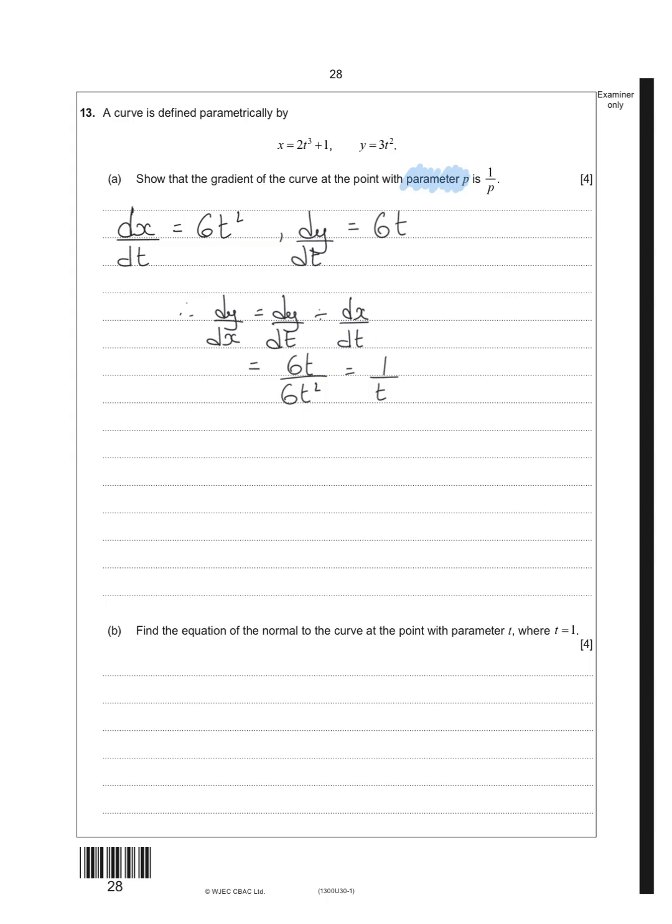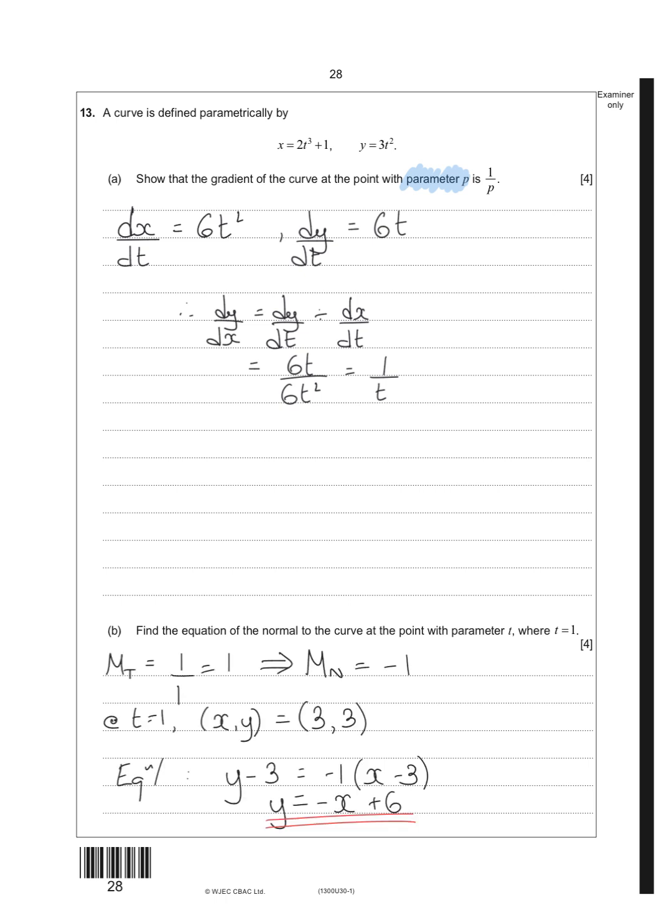Okay, and that is sufficient for the marks, but if you wanted to write it in the form y equals mx plus c, you'd get y equals minus x plus 6, or x plus y equals 6, or x plus y minus 6 equals 0. Any of those forms are absolutely fine, but the penultimate line is sufficient to get you the 4 marks.